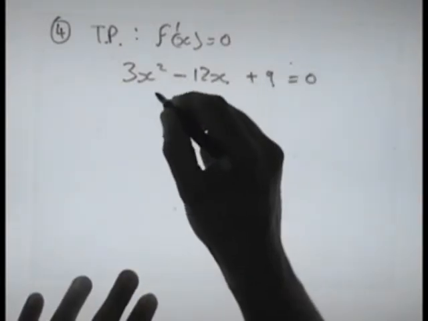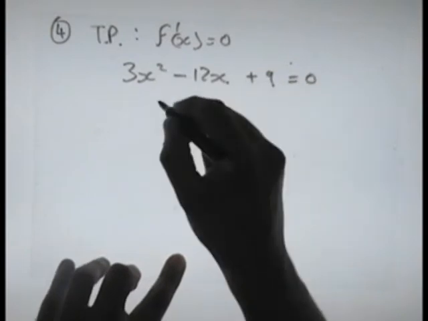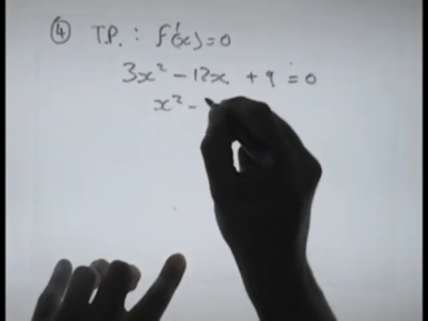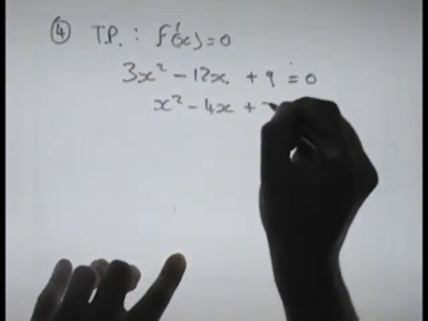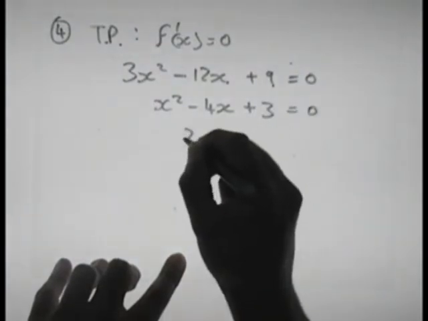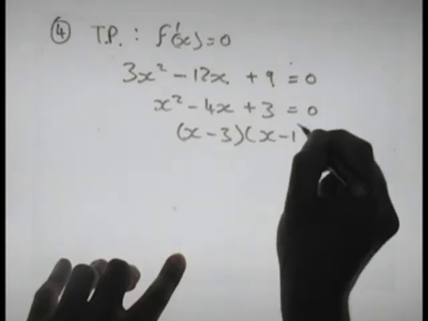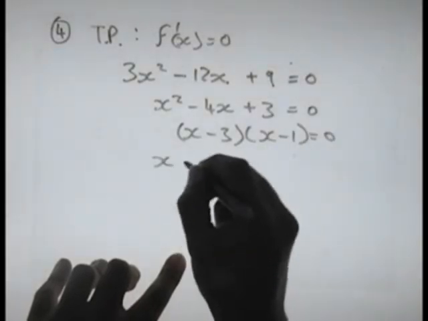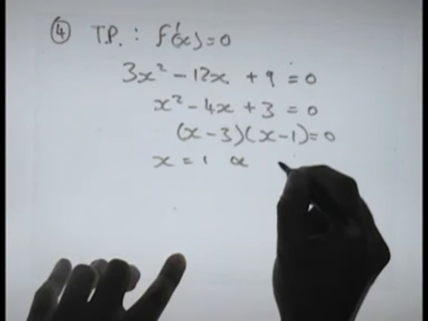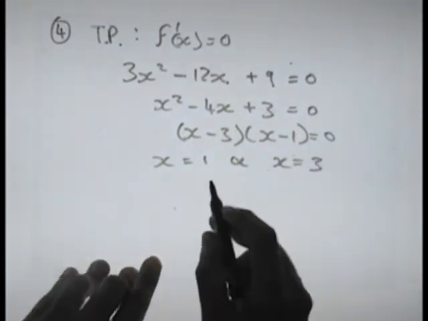I can first take out a common 3 as a factor. That will leave us with x squared minus 4x plus 3 is equal to 0. That means that (x minus 3) multiplied by (x minus 1) is equal to 0. That means that x is equal to 1 or x is equal to 3.